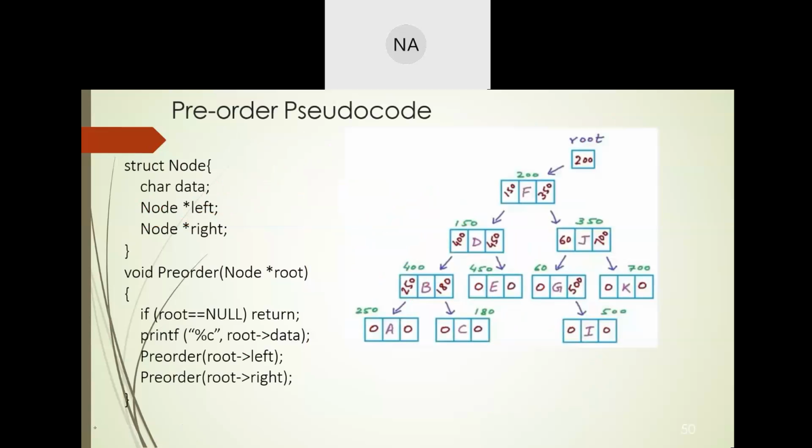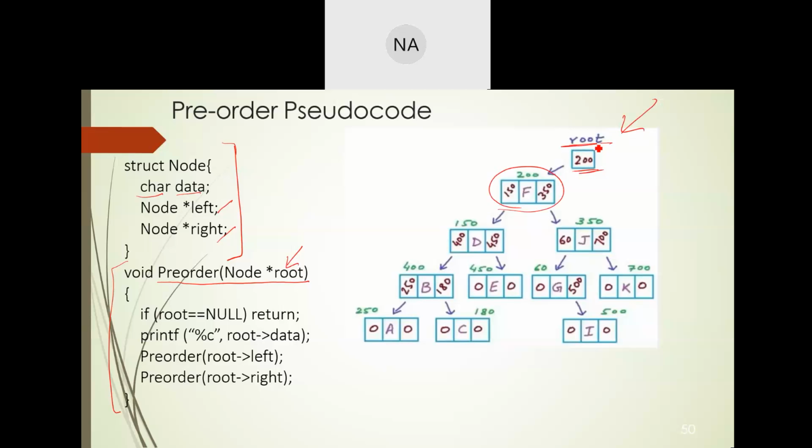This is the pseudo code of pre-order, and in fact this is the actual code in C language, which can be used as pseudo code. So this is the structure of the binary tree node. Here the node value type is character. Then you have the left pointer and the right pointer, and this is the function for the pre-order traversal, to which you pass the root node. So here in this example, this is the root node pointer.